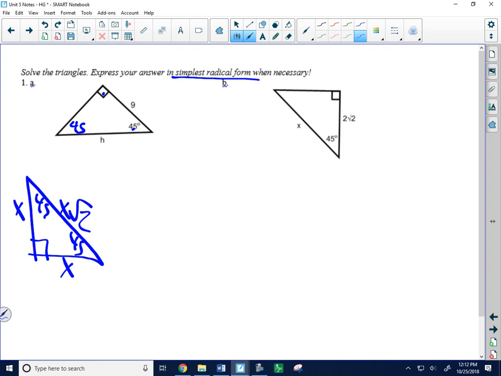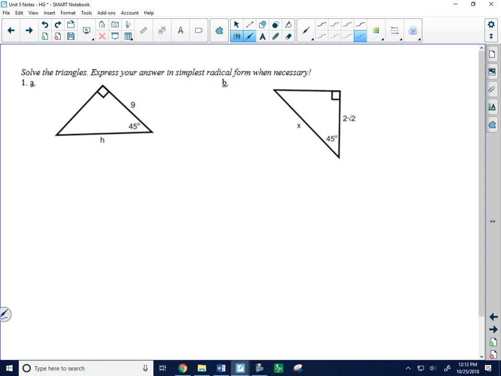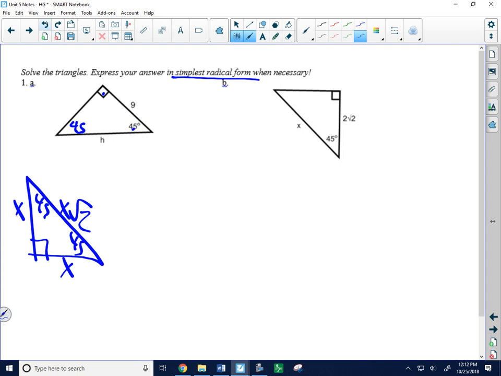By the way, if I didn't know any of these, if even that wasn't 45, I can't do this. It's only if you know that the angles are 45 and 45. Okay, so I can use this pattern. I only have one of the legs, but I can find the other two sides.